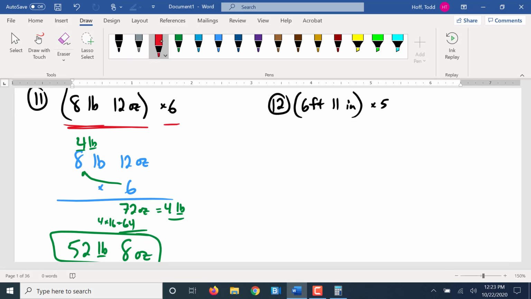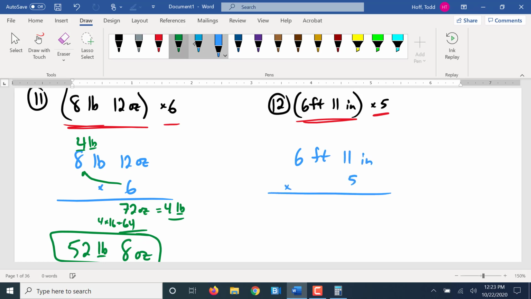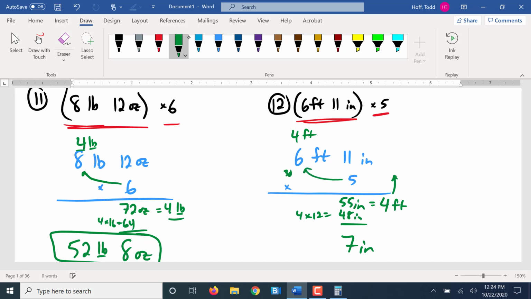And our final question, number 12, we're going to take 6 feet 11 inches times 5. Again, I set these up vertically. 5 times 11 inches is 55 inches. Well, that is going to be 4 feet. 4 feet, 4 times 12 would be 48 inches. So that leaves us with 7 inches here, and we carry the 4 feet. 5 times 6 is 30 feet, plus the 4 we carried is 34 feet, giving us 34 feet, 7 inches.